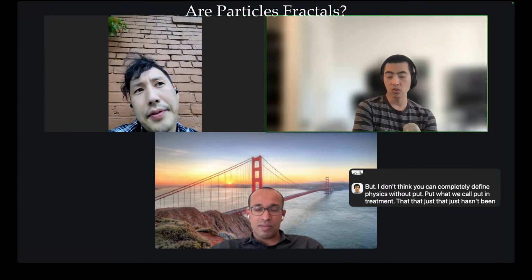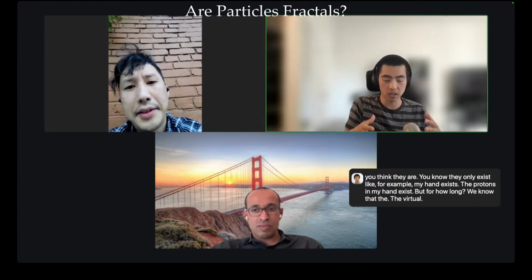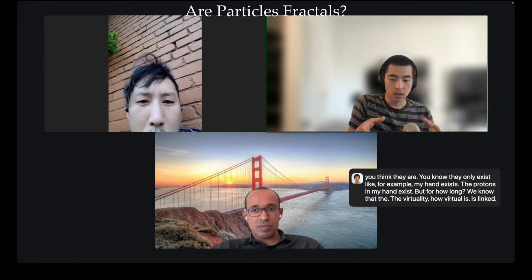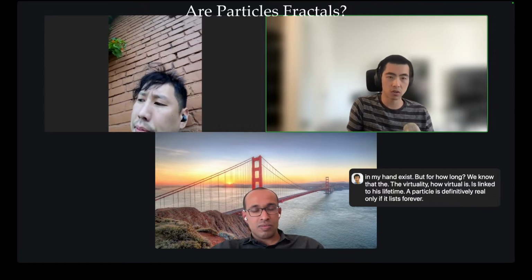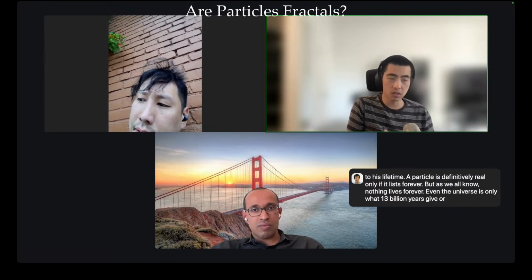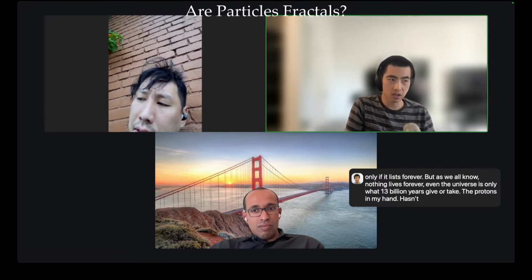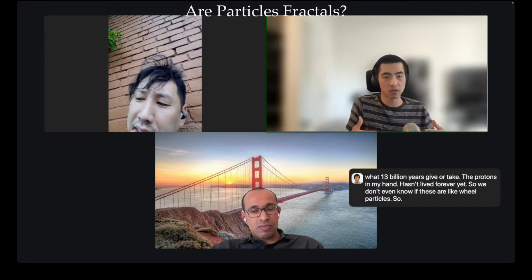And also, you can argue that all the particles we see are not as real as you think they are. Like for example, my hand exists. The protons in my hand exist, but for how long? We know that the virtuality, how virtual a particle is, is linked to its lifetime. A particle is definitively real only if it lives forever. But as we all know, nothing lives forever. Even the universe is only, what, 13 billion years, give or take? The protons in my hand haven't lived forever yet. So we don't even know if these are real particles. So all of us has some level of virtuality in it.